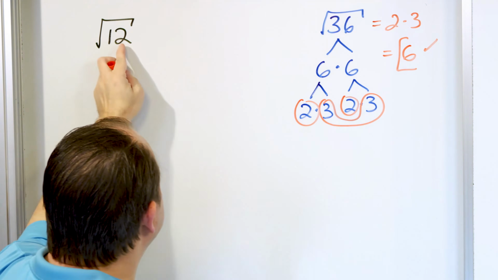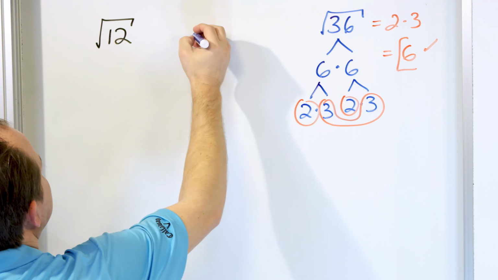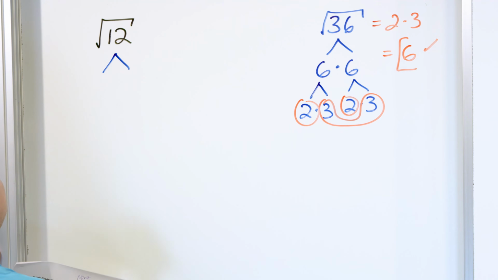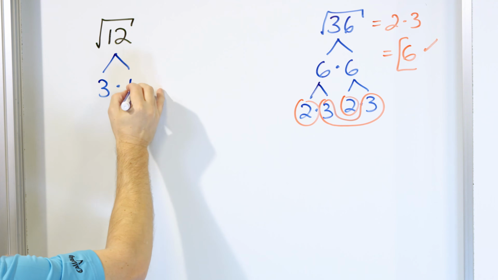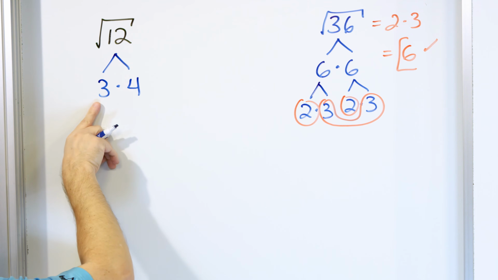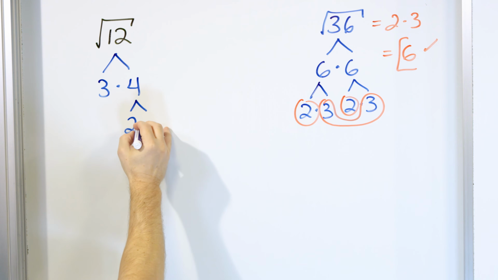Let's do a factor tree for this and see what it actually shows us. Let's take a look at the square root of 12. Now come up with anything you want. You could do 2 times 6. You could do 3 times 4. Let's do 3 times 4. It doesn't actually matter. You get the same number either way. Now 3 is already a prime number, so you can't break that down any further, but 4 can be broken down as 2 times 2.